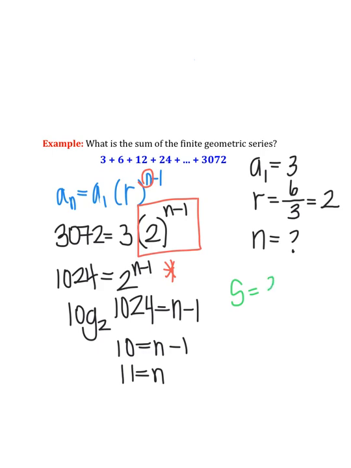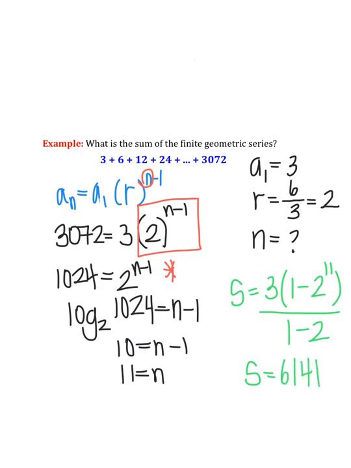my first term times 1 minus my rate to the 11th power, all divided by 1 minus my rate. So it ends up that my sum for this one, I pop that into my calculator, I'm going to come up with 6141 as my answer.